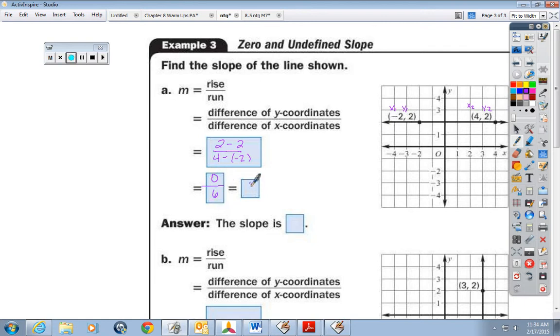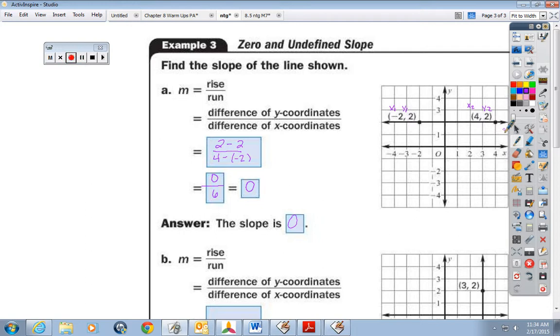Yes. Is it sloping any? No. It is a flat line. A flat line has no slope. Which number do we use to represent nothing? 0. So this is a 0 slope.